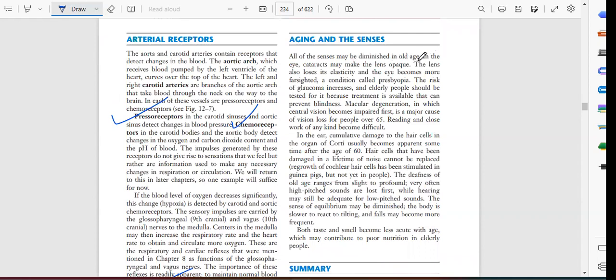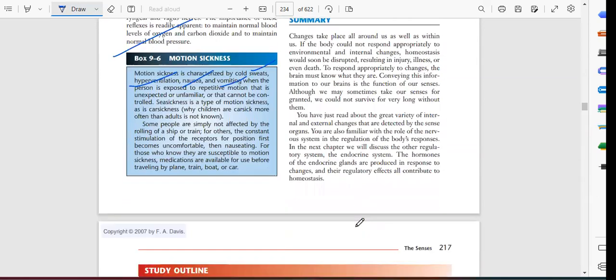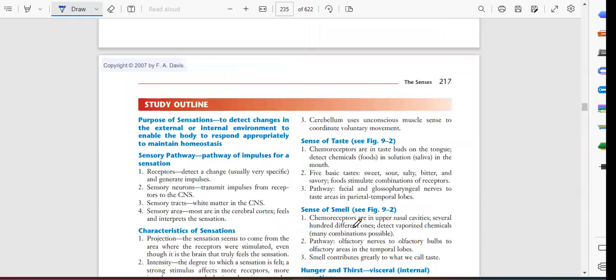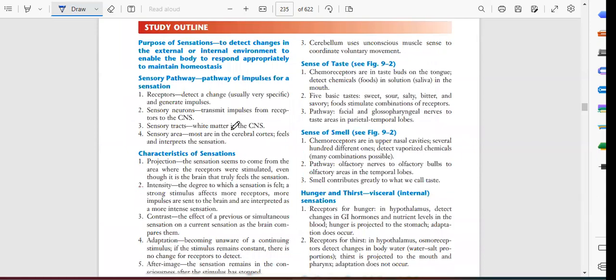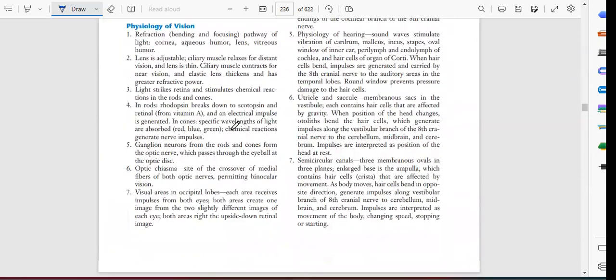All these senses may be damaged in old age. Basically, we know that gradually the receptors will decrease, and we have decreased capacity of hearing. Gradually the hair cells and everything will decrease after the age of around 60. That's the reason older people need a loud voice to hear the sound. So I think we have completed the topic of senses.